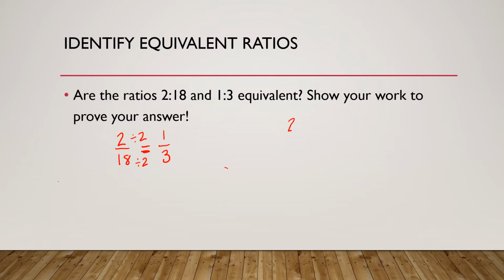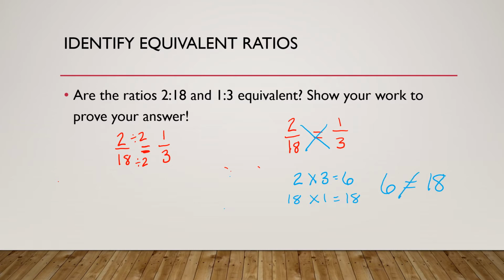Again, we can also check by cross multiplying. In this case, we have 2 times 3, which is 6, and we have 18 times 1, which is 18. So is 6 equal to 18? No, it is not. So they are not equivalent.